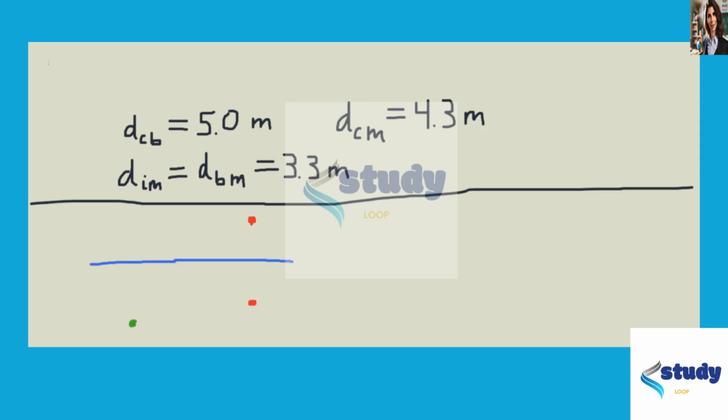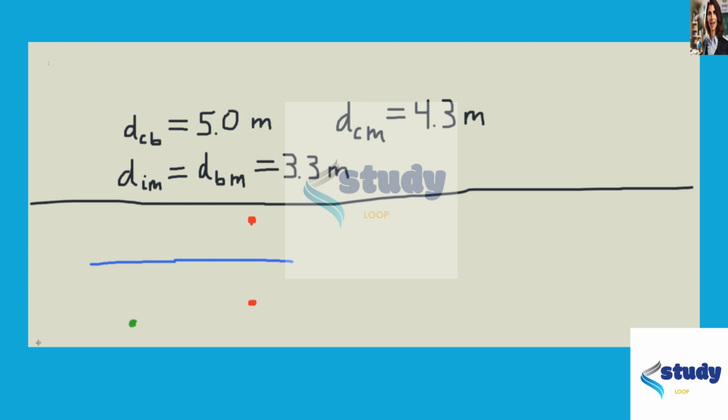Our question tells us that the distance between the camera and the mirror, which I call DCM here, is 4.3 meters. The distance between the bird and the camera, which I call DCB, is 5 meters. And the distance between the bird and the mirror, as well as the bird and the image, which I call D sub IM or D sub BM, is equal to 3.3 meters. And from this, it has asked us to figure out the distance between the camera and the apparent position of the bird's image in the mirror.